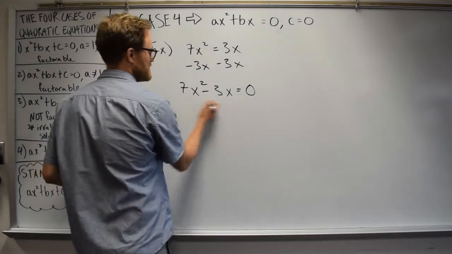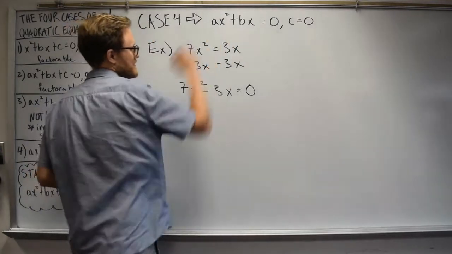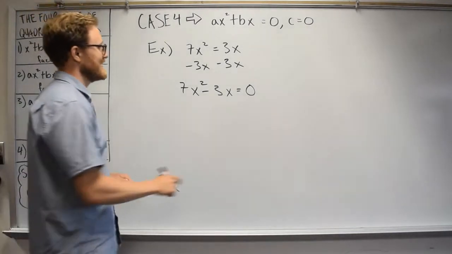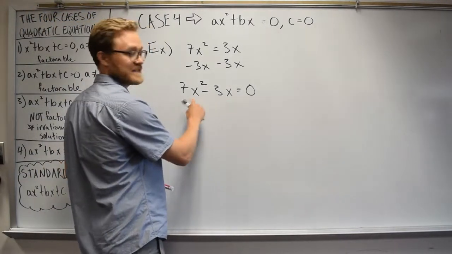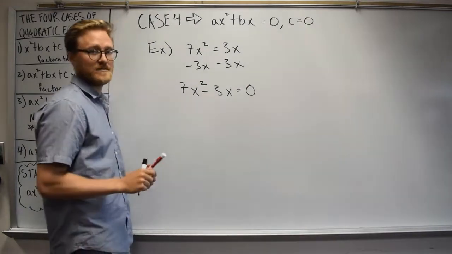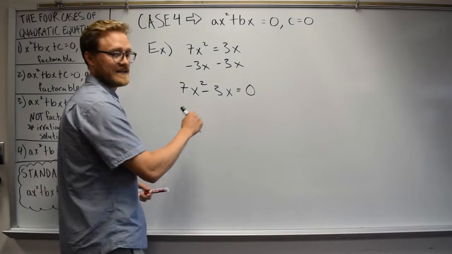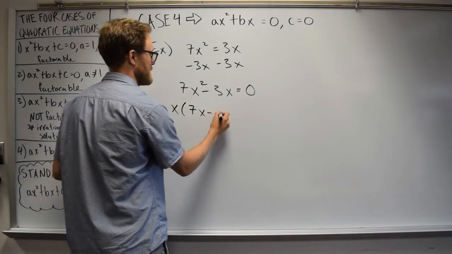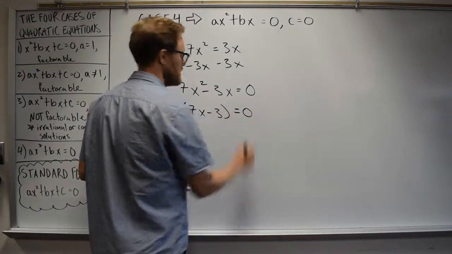And then I'm going to look at the two terms that I have here. Now it looks just like the form that we have for case 4. And I'm going to factor out the greatest common factor between these two terms. The greatest common factor between these two terms is x. So I can factor the x out, and I'm left with x times 7x minus 3 equals 0.